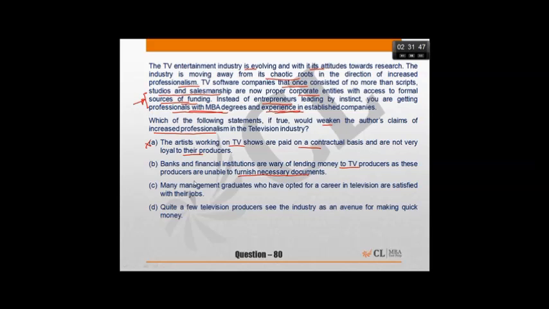If formal sources of funding is not happening, then it is likely to weaken the author's case. So, choice B could be an answer. Choice C, many management graduates who have opted for a career in television are satisfied with this, not connected at all. Choice D, quite a few television producers see industry as an avenue for making quick money. That could not be the answer, but I am also not very sure about B. A and C are definitely incorrect. Okay, I'm inclined towards B, but let me just look at it once again.